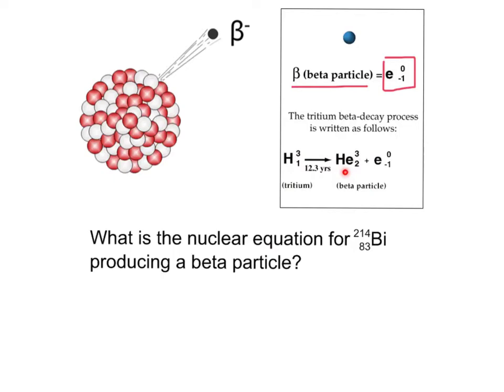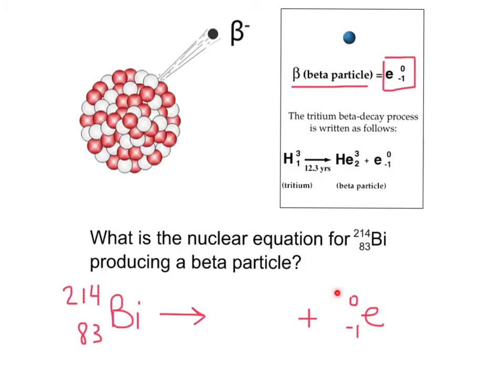Now you try. See if you can write the nuclear equation for bismuth-214 producing a beta particle. Pause the video, see if you can do it, and then I'll do it together with you. Okay, probably you got this right, but let's just walk through it real quick. Here's bismuth-214, it has 83 protons, mass of 214. It's going to produce a beta particle, which looks like this. What will we have for our other nuclide?